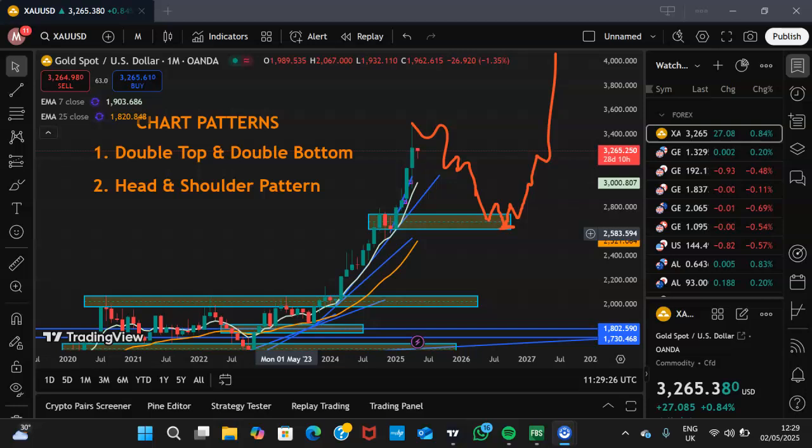Now this would be the head, and this would be the left shoulder, and then this would be the right shoulder. Now let me put it there so you can see. This will be the head, this will be the right shoulder, and then this will be the left shoulder.